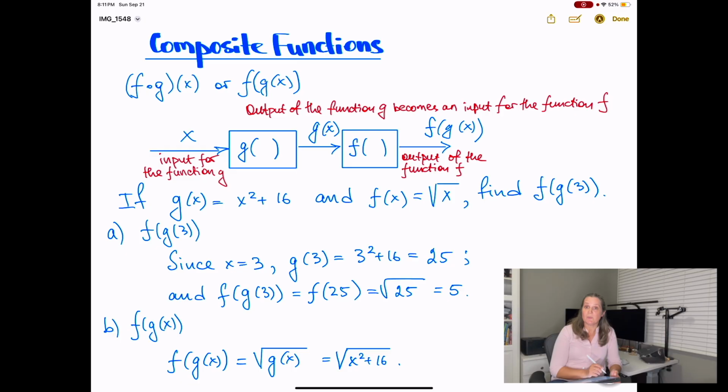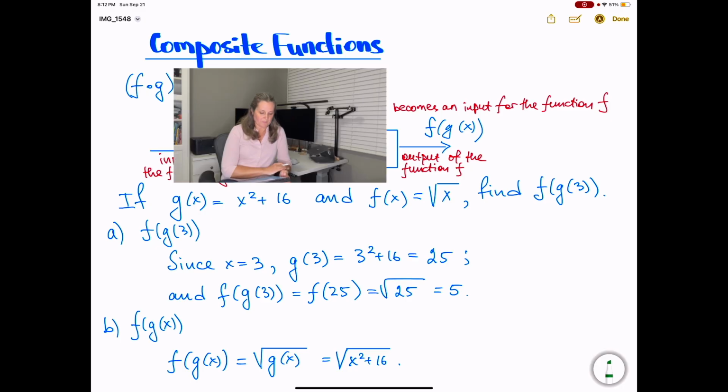A function is called a composition function if its input is another function and not just a variable x. So for example, if we have x as an input for the function g, then as an output we'll get a function g of x. If we use g of x as an input for the function f, the output of the function f is written as a composition function f of g of x.